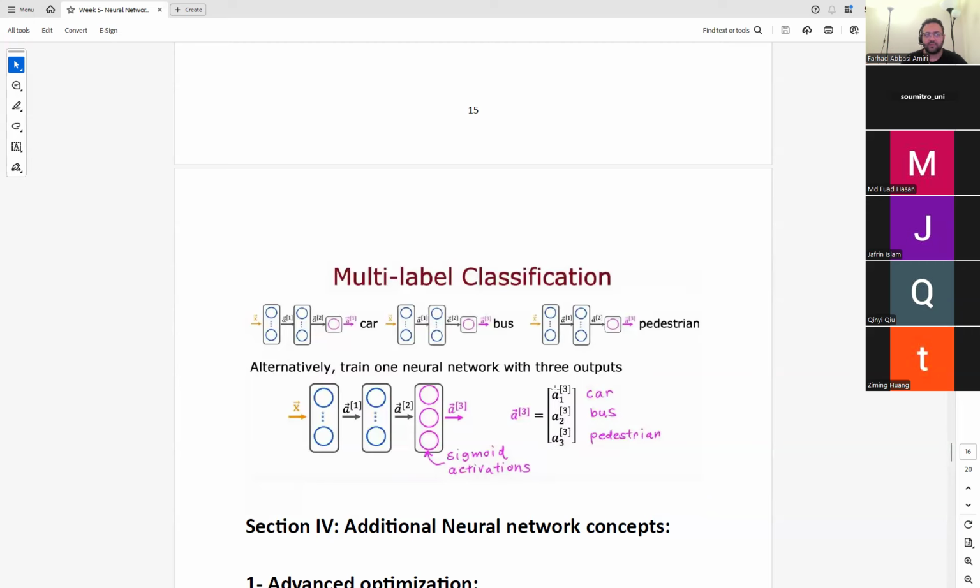The first one shows the probability of the car in the image. The second one shows the probability of a bus in the image. The third value shows the probability of a pedestrian in this image. That's why we call it multi-label classification.